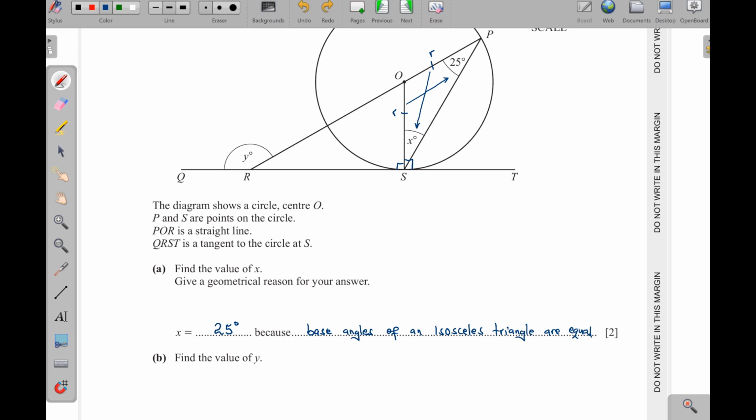Or we say angle at the center. This angle here at the center is twice the angle at the circumference. So if you have something like this one here, you have this angle at the center, and then we have angle at the circumference. So if this is x, then this one will be twice x.